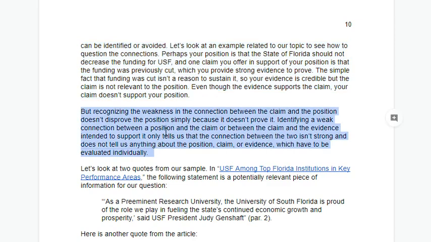But recognizing the weakness in the connection between the claim and the position doesn't disprove the position simply because it doesn't prove it. Identifying a weak connection between a position and the claim, or between the claim and the evidence intended to support it, only tells us that the connection between the two isn't strong and does not tell us anything about the position, claim, or evidence, which have to be evaluated individually.